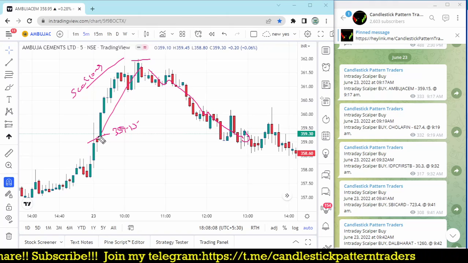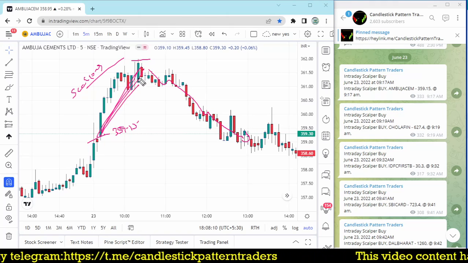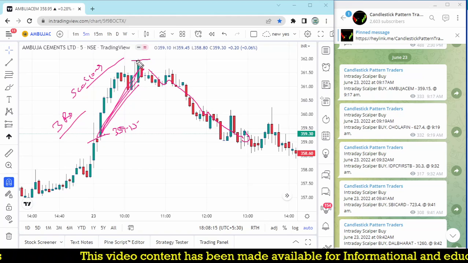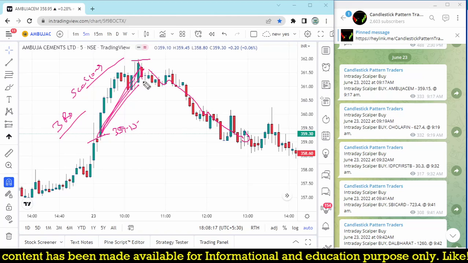Right. So this is a case where we got the opportunity to make 3 rupees scalping in a quick way. Within 30 or 40 minutes, we have that opportunity.